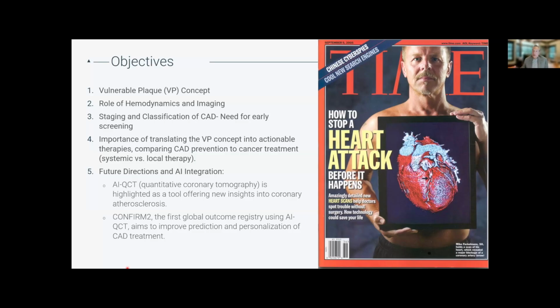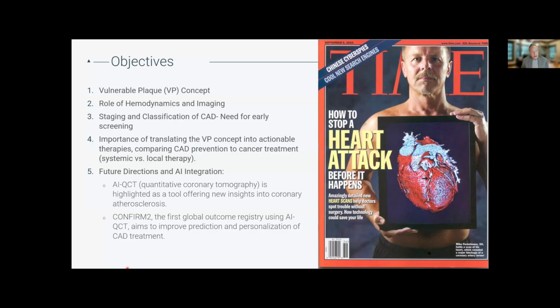Then we'll talk about, yes, we have the images, the static pictures, but then there's the structural or functional part of it, rather, with shear stress. Peter Stone's going to walk us through some of the groundbreaking work he's been doing, looking at that. We'll then talk about a new staging system for coronary artery disease and the importance of early screening.